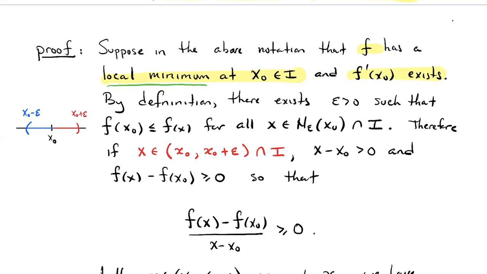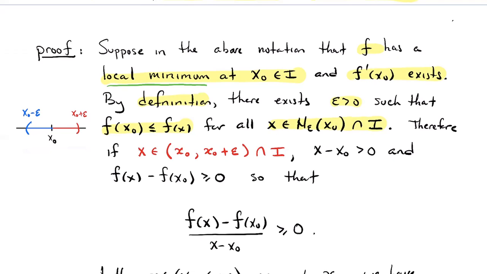By definition of local minimum, there's some epsilon neighborhood so that the function's value at x naught is less than or equal to any other value in that neighborhood of the point x naught. The only reason I'm intersecting that neighborhood with I here is so that it makes sense to plug things in, because that neighborhood might have points in it that aren't in I. So I just look at the ones in the domain. I've drawn that neighborhood over here on the left of the screen.